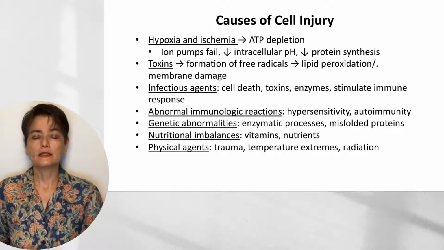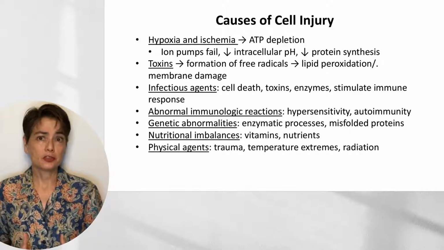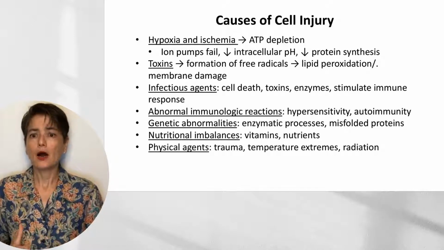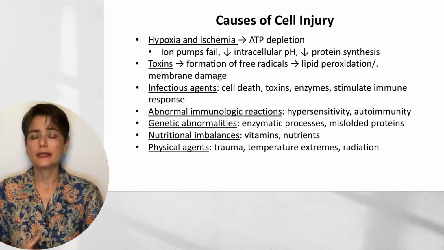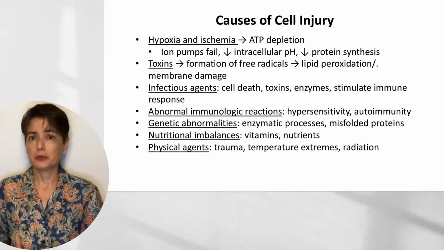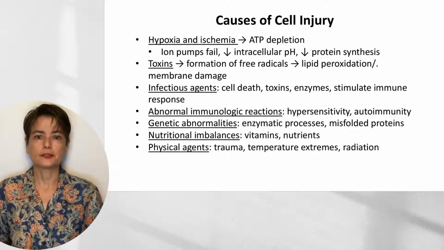Genetic abnormalities, so mutations, can result in enzymes that don't function. So we see that, for example, in the lysosomal storage diseases in Chapter 4. Also, we can get misfolded proteins, where these proteins will accumulate. That's something we'll be focusing on in the central nervous system, particularly when we talk about the neurodegenerative diseases.